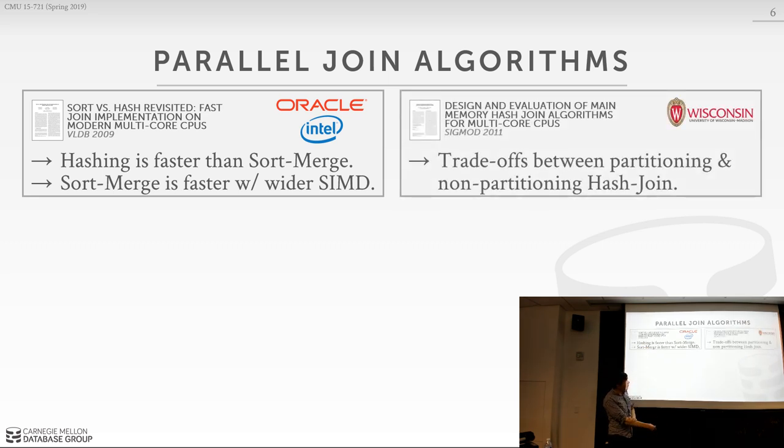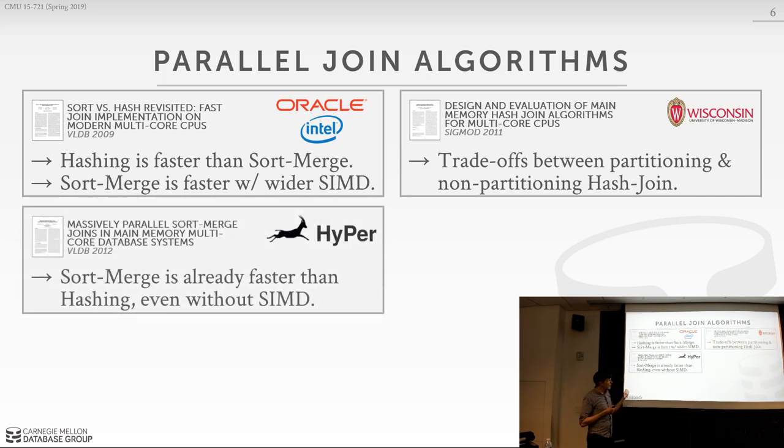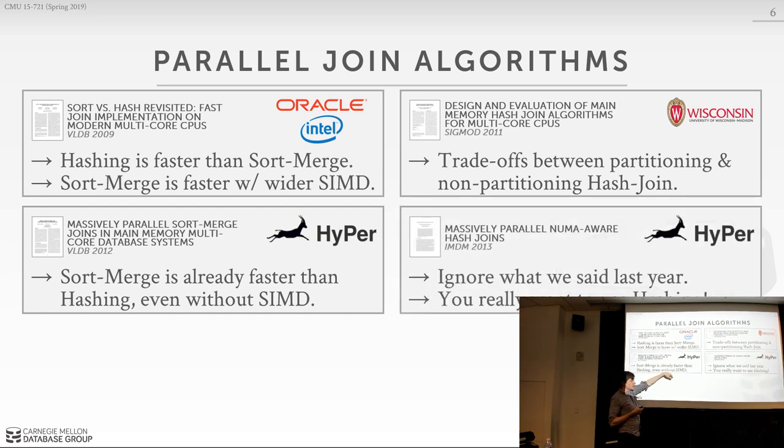And then in 2011, we'll show some of these results later on, they measured the trade-off between partitioned versus non-partitioned hash joins. Then in 2012, the HyPer guys in Germany came out and said, well, Intel was wrong, Wisconsin was wrong, sort merge join is actually better, even if you don't have the newer hardware that Intel says you need, we can make sort merge join work faster than hash joins right now. Right? So that was 2012. Then 2013 said, ignore what we said, and you really want to do hashing, right?